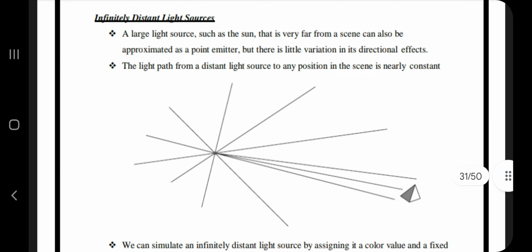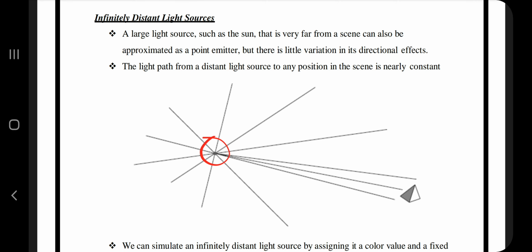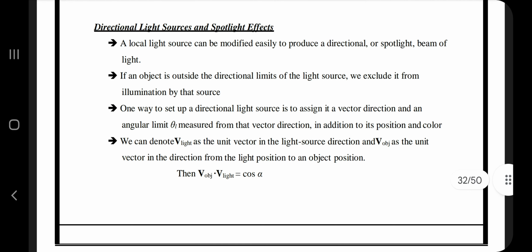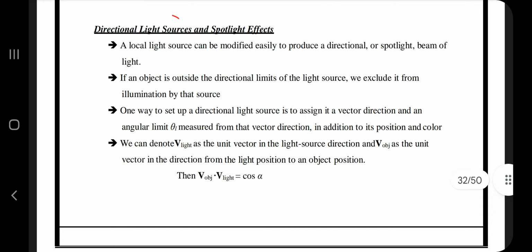Second is the infinitely distant light source. Here the light source comes from a far distance like the sun, and the lines are considered as parallel. The third one is the attenuation. This is a subtopic. Either you can go through it or skip it.